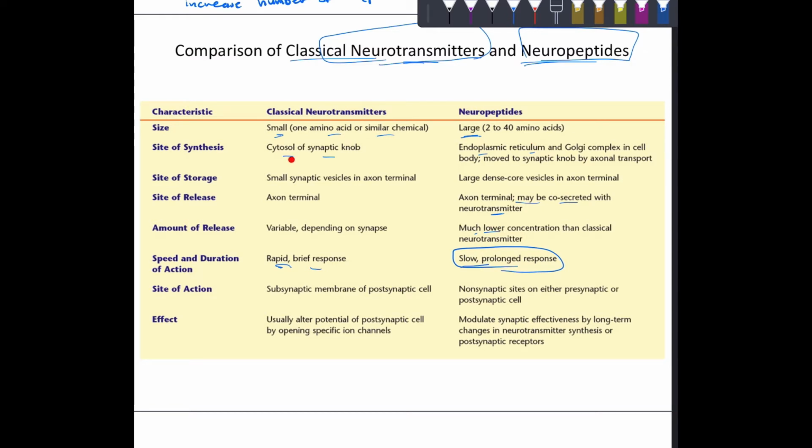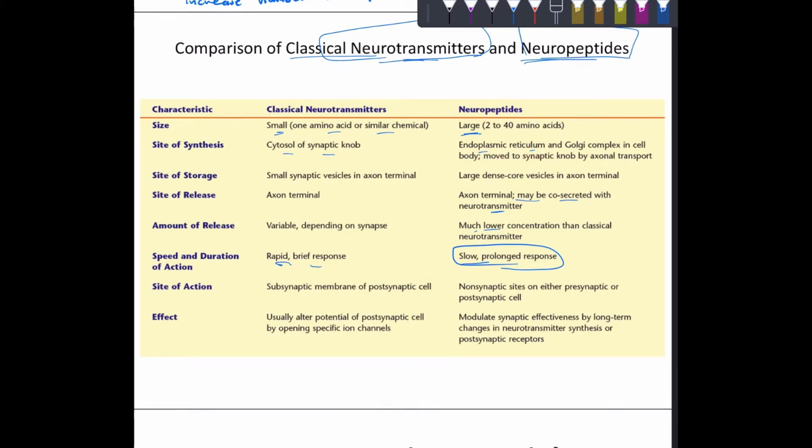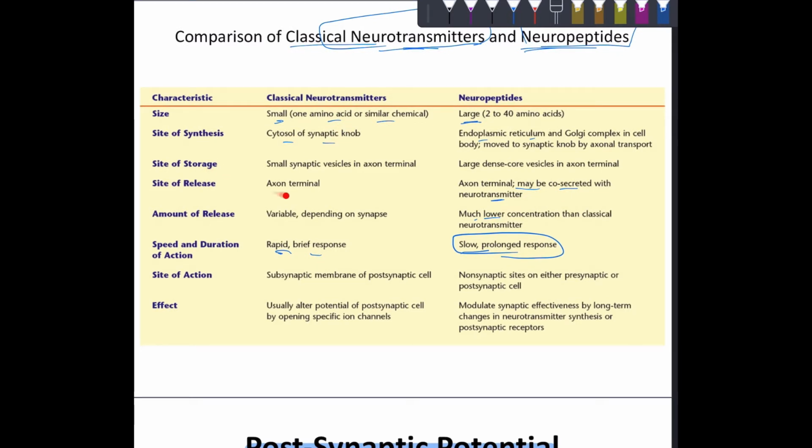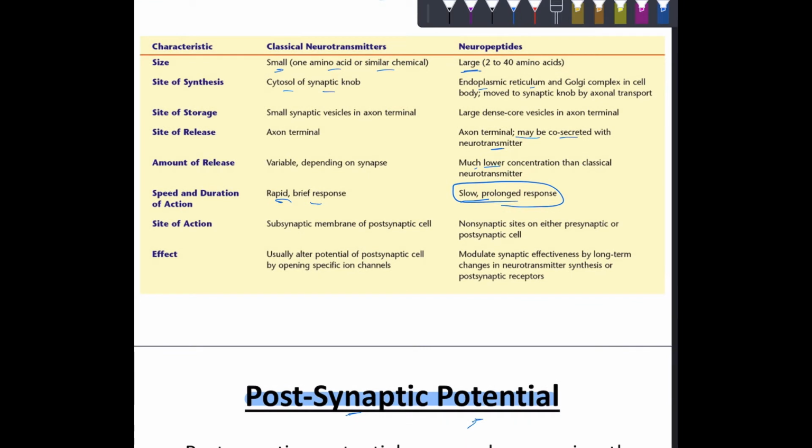And the neurotransmitters موجودة بالcytosol of synaptic knob. So موجودة بالcytosol of the synaptic knob، يعني عادي يصير لها ريليس، كانت محتفظة بالفيزيكلز وتروح بالcytosol of the synaptic knob. النيوروبيبتايدز لا، بالER and the Golgi complex in the body. So site of storage synaptic vesicles in the axon terminal، هنا لا، تكون بالdense core vesicle in the axon terminal. So this is very important. One of the most important things is that the neurotransmitters are rapid and brief response, neuropeptides slow and prolonged response.